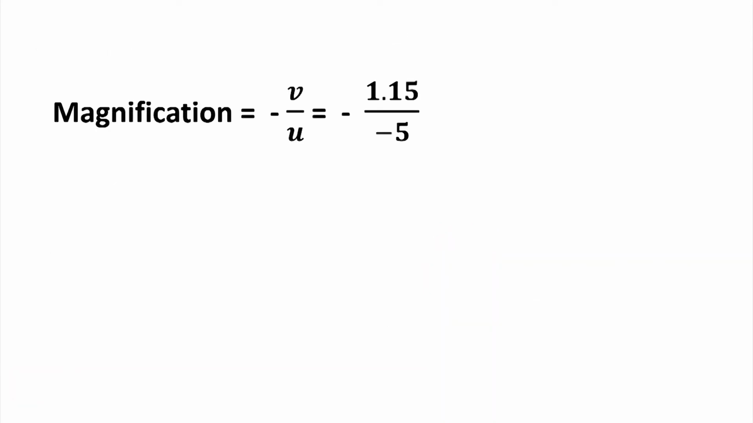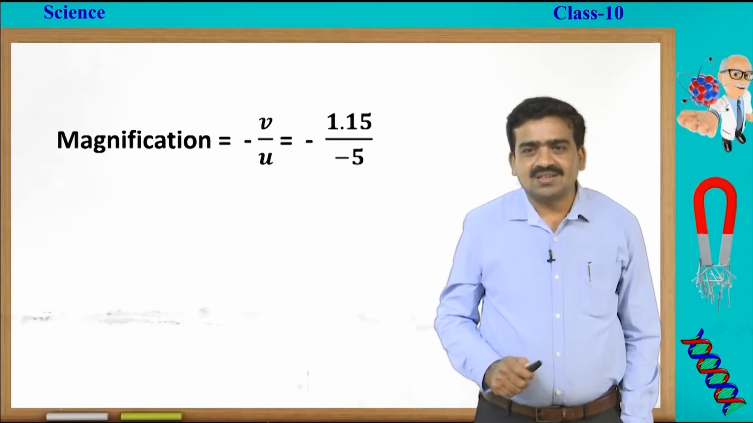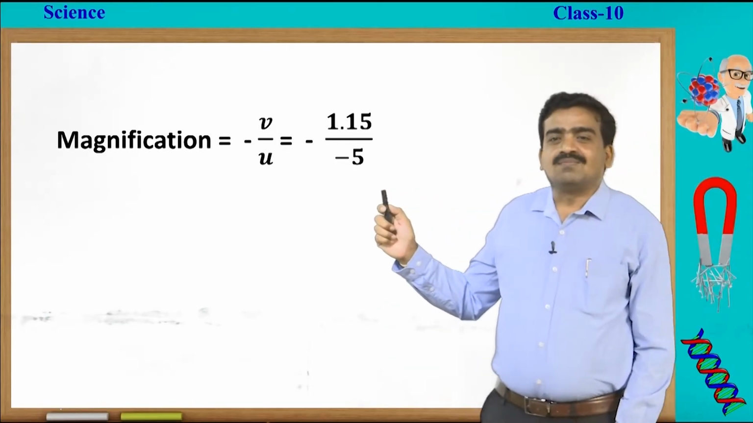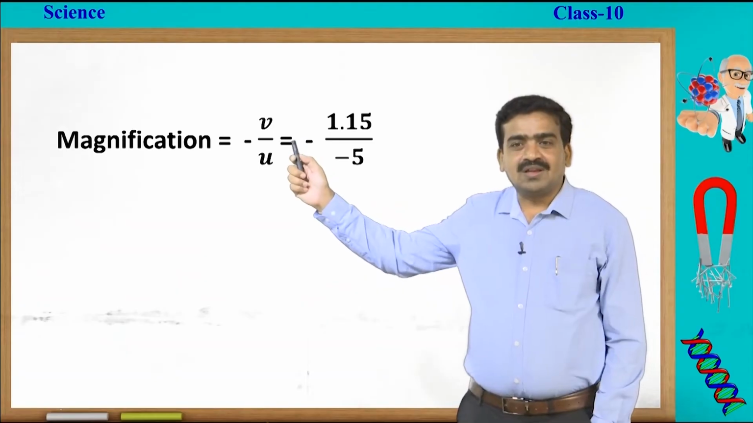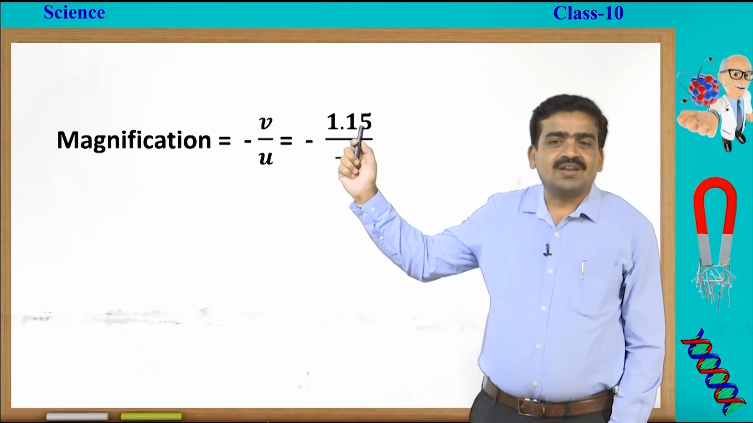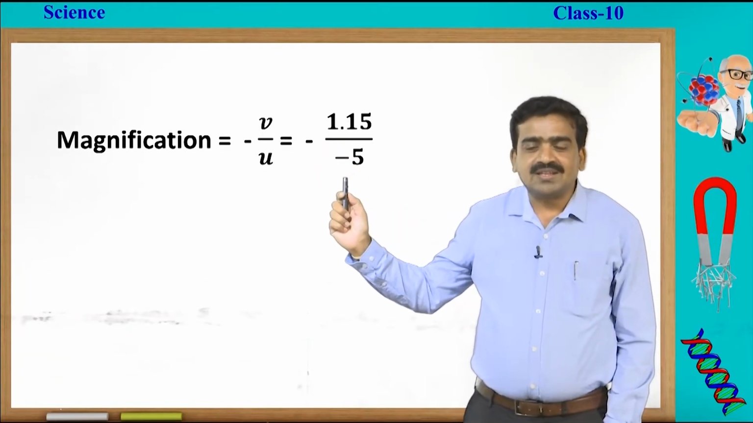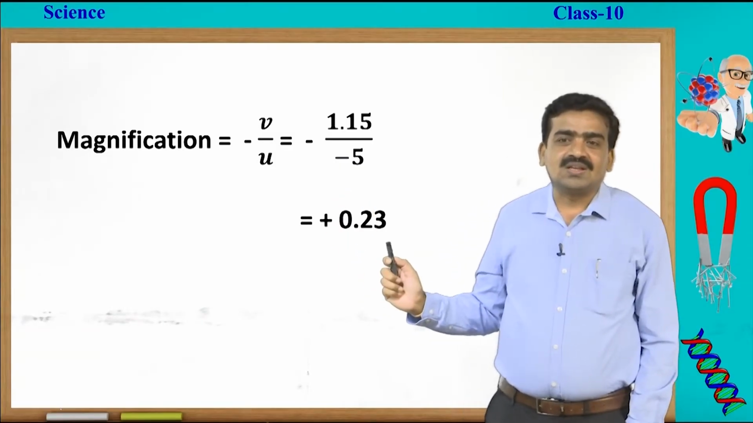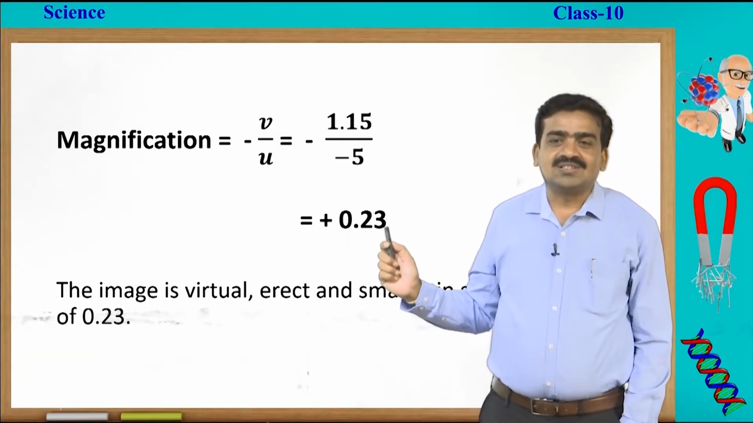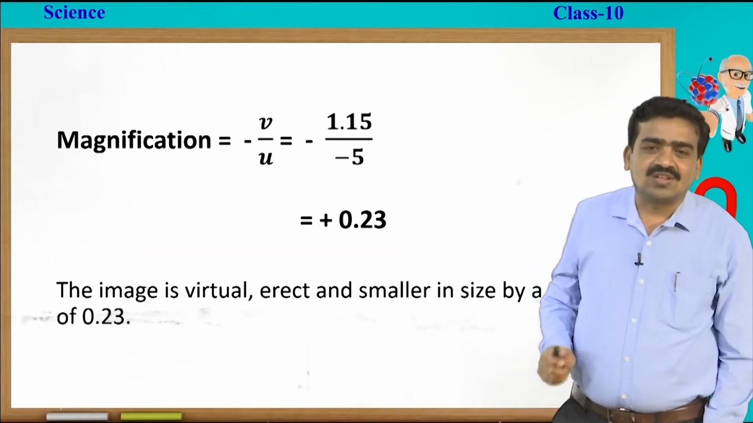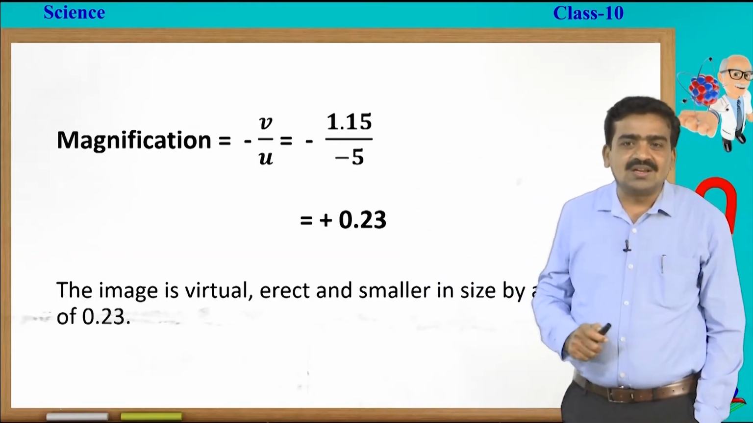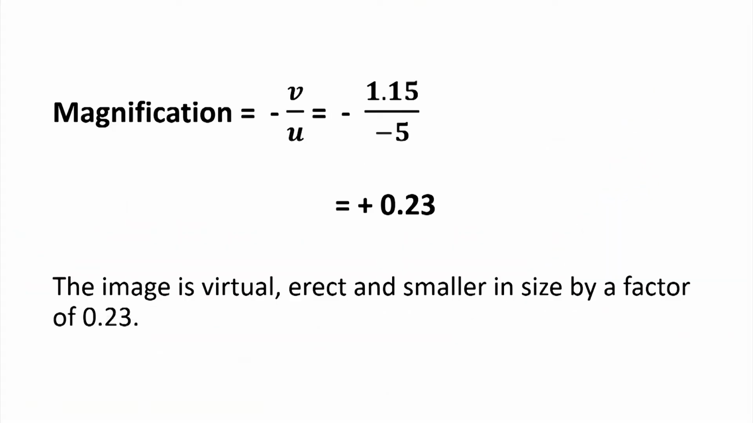Now, what do we have to calculate? We have to calculate the magnification by using the formula minus v by u. Substitute the value minus 1.15 divided by minus 5, then you will get plus 0.23. So, this is the magnification factor. That means the image is virtual, erect and smaller in size by a factor of 0.23. This is what we had to calculate, and this is the result for the question which is given.